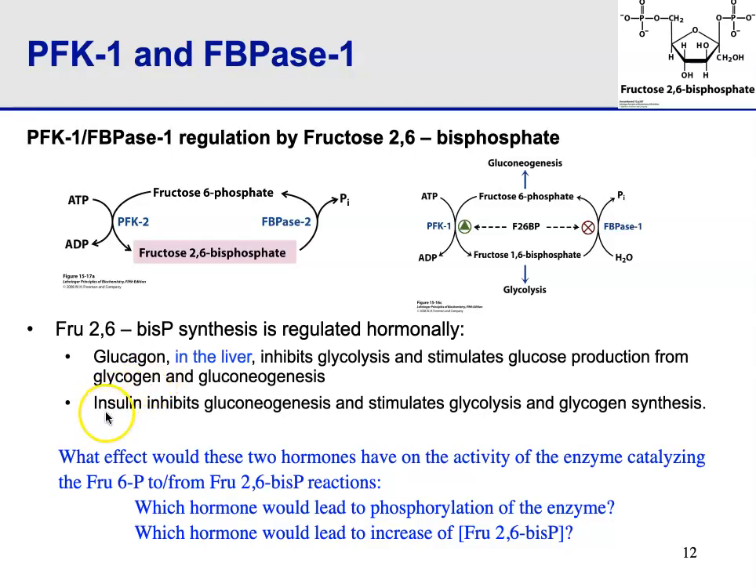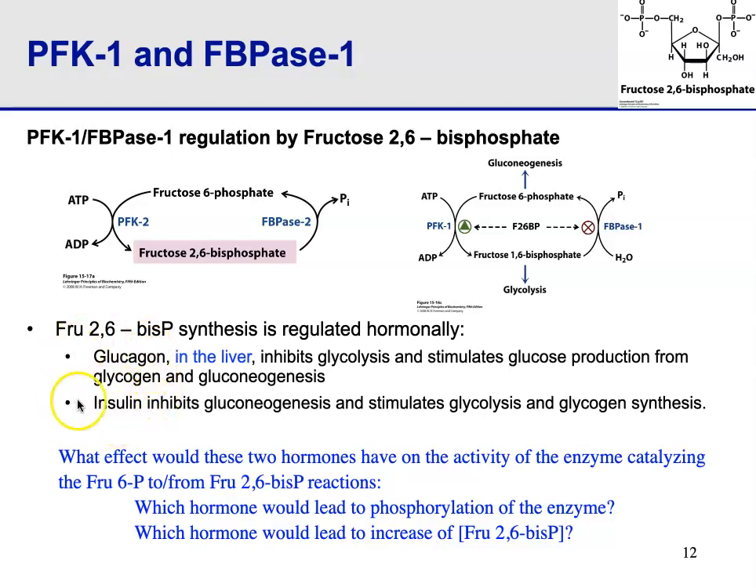Insulin, in general, inhibits gluconeogenesis and stimulates glycolysis and glycogen synthesis. When is insulin secreted by the pancreas? When we eat, when we have high blood glucose levels. The function of insulin is to push glucose and other metabolites into the cell for degradation or for storage.